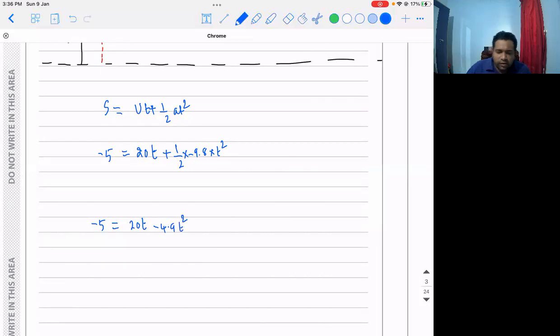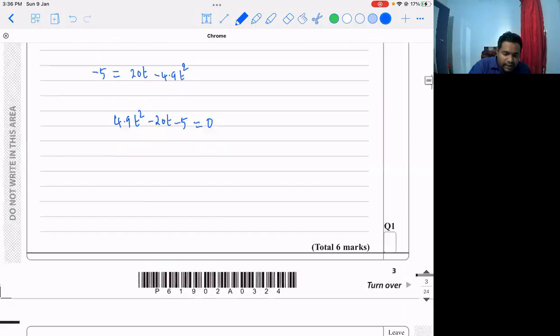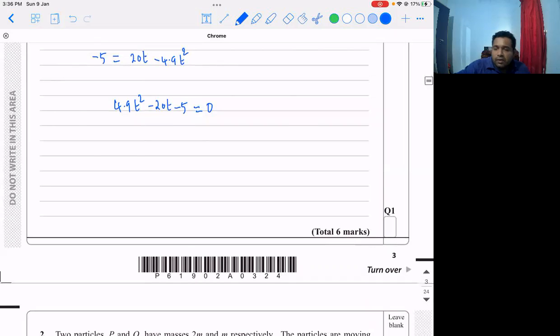And if you're writing this as a quadratic equation in the form of ax square plus bx plus c is equal to 0, that means 4.9 t square minus 20t minus 5, because I'm bringing all the terms to one side. So I'm bringing these two terms from the right hand side to the left hand side. It becomes 4.9 t square minus 20t minus 5 is equal to 0. So please input this in your calculator, and definitely you will get two values of t. So could you please calculate what are the two values? I'm also working this out parallelly.